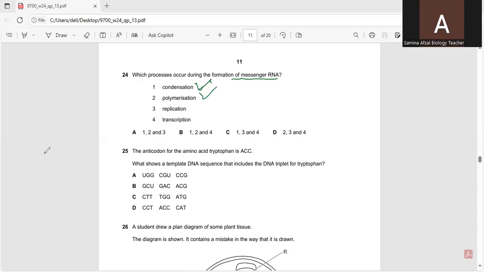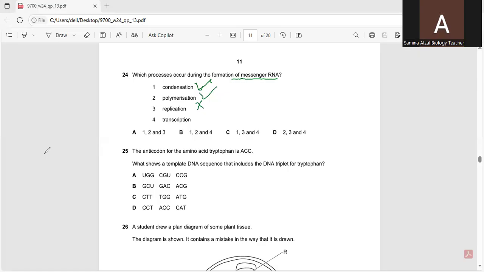is replication. Replication is the process of synthesizing a new DNA molecule from an existing DNA molecule, or copying of the DNA molecule from the existing DNA strand. So replication is not the formation of messenger RNA, it is actually the copying of DNA. So this is not part of this formation.